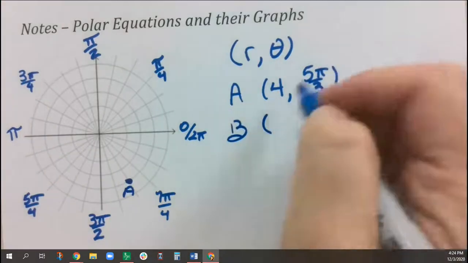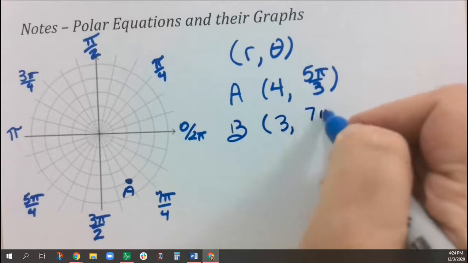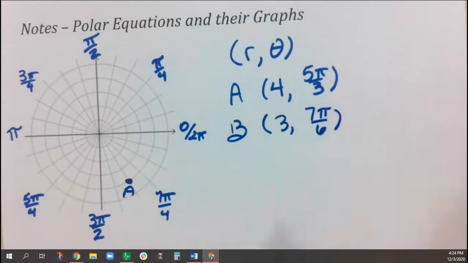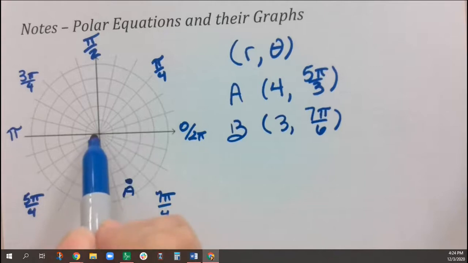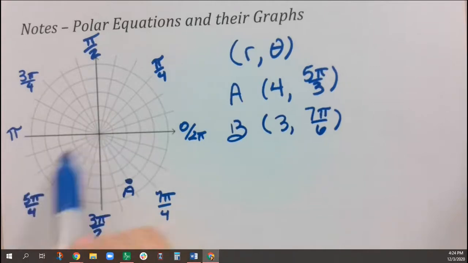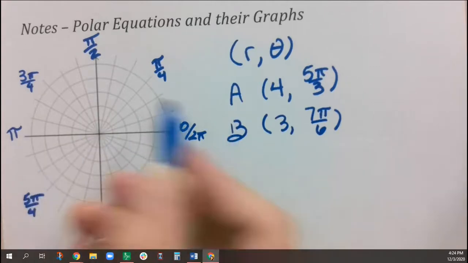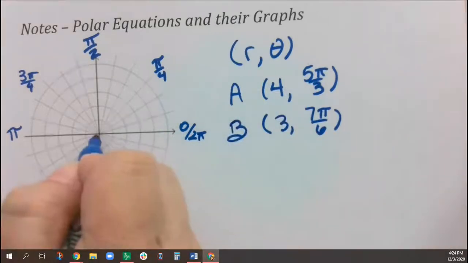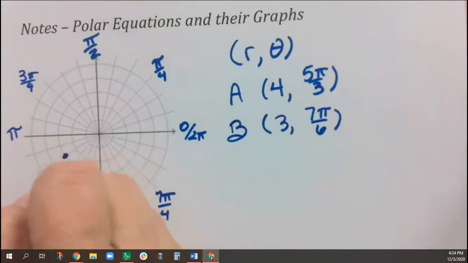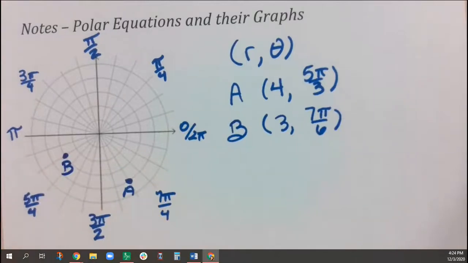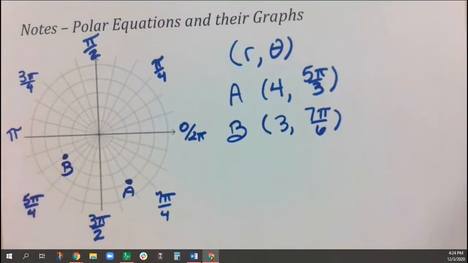Let's try another one. Point B, (3, 7 pi over 6). If you want to, pause the video and try to plot that point yourself. 7 pi over 6 is the pi over 6 angle over here in quadrant 3. My radius is 3: 1, 2, 3. That would be point B. It would be right here.